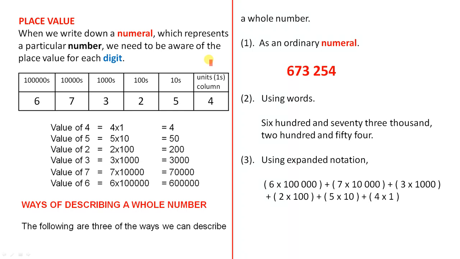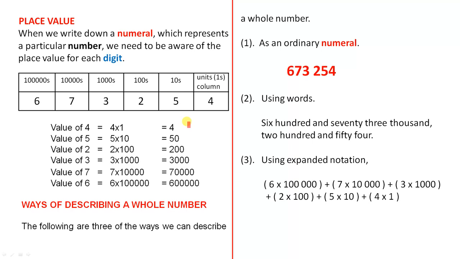Place value. When we write down a numeral, which represents a particular number, we need to be aware of the place value for each digit. Now here I have 6 digits in a little table. Starting from the right hand side, the digit to the extreme right is in the units or the ones column. The next digit is in the tens column. The next digit is in the hundreds column, and so forth, 1,000, 10,000 and 100,000. So they're all separate columns, and they tell us about the value of each digit.